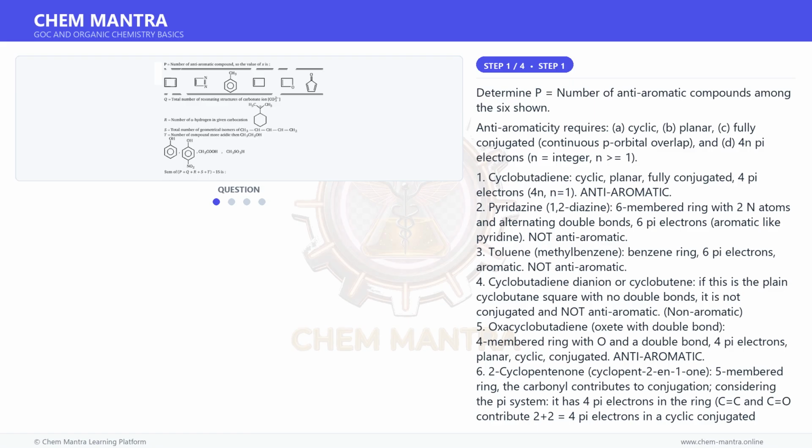The carbonyl contributes to conjugation. Considering the pi system, it has 4 pi electrons in the ring. C=C and C=O contribute 2 plus 2, equals 4 pi electrons in a cyclic conjugated system. Anti-aromatic. Thus P is equal to 3. Compounds 1, 5, and 6 are anti-aromatic.